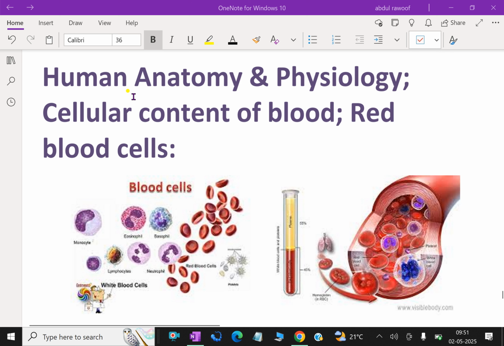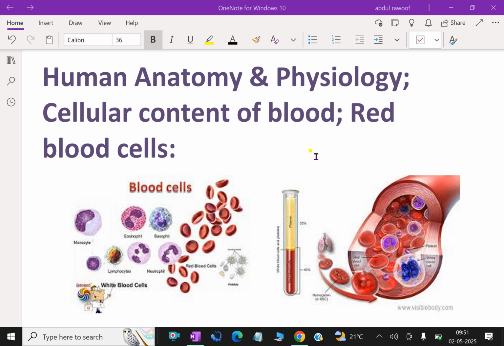Welcome to aminacademy.com in human anatomy and physiology regarding cellular contents of blood. And we'll discuss red blood cells. Red blood cells are by far the most abundant type of blood cell. 99% of all blood cells are erythrocytes.